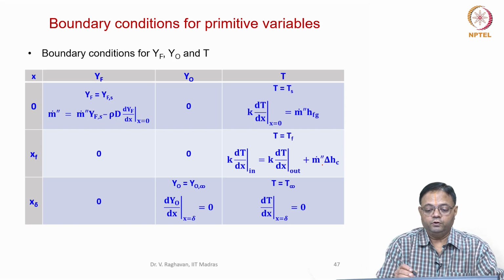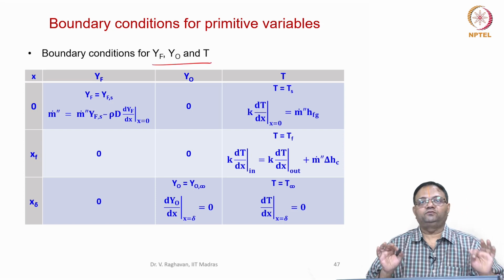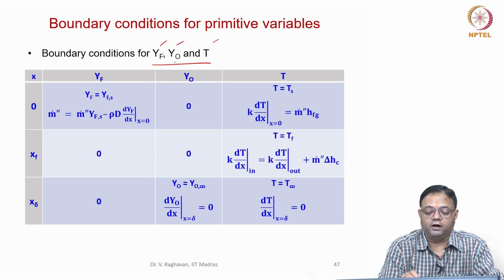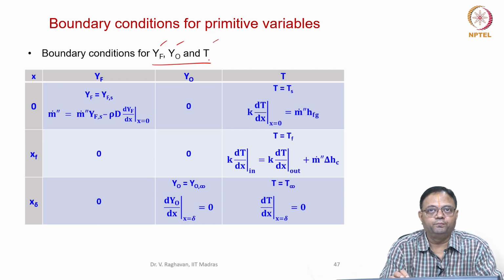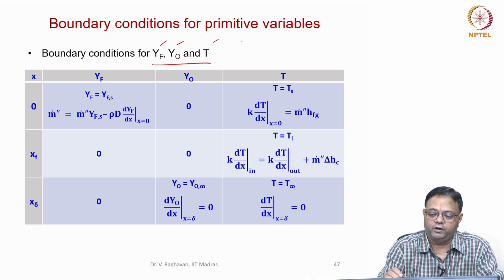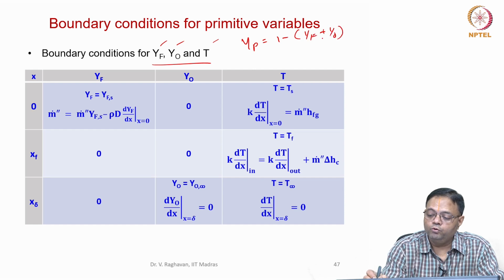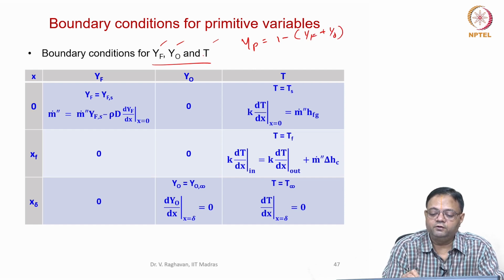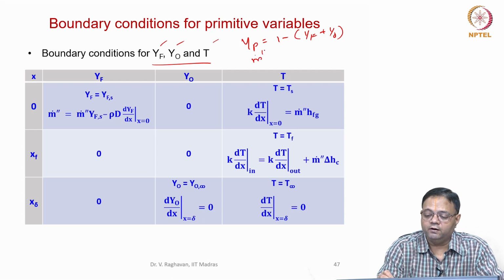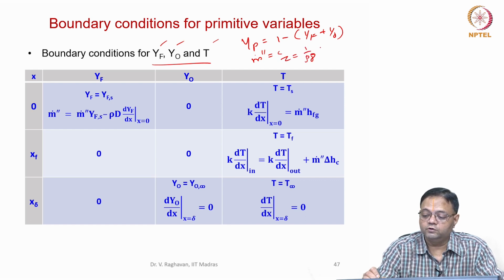Okay, now let us first talk about the boundary conditions for the real variables. There are 3 variables: YF, YO and T. Once I solve YF and YO, I can get YP. Okay. So, YP equal to 1 minus YF plus YO. So, if I solve these 3, I will get the temperature profile and species profiles, because here the mass burning rate is constant. Similarly, the properties are also constant.